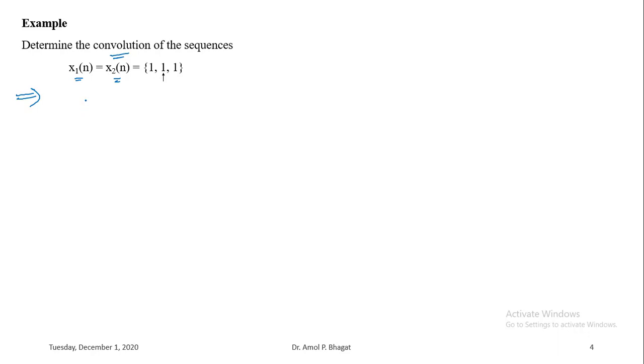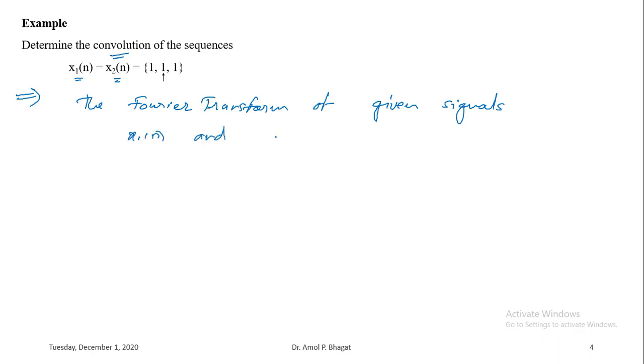So the Fourier transforms of given signals, that is x1 of n and x2 of n, are, so simply it will be denoted as X1 of omega, right? So it will be summation n equals minus infinity to infinity x1 of n into e to the power minus j omega n.